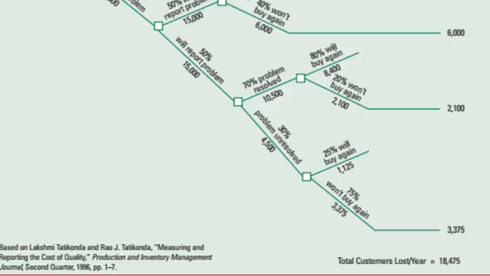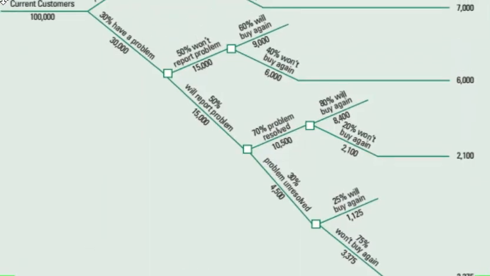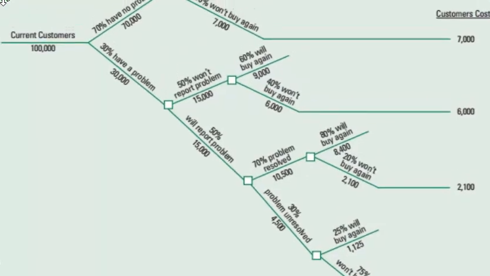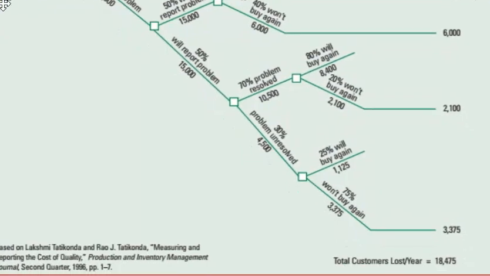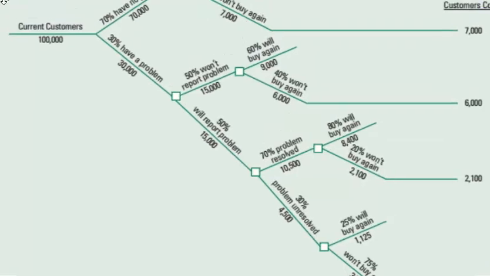So if you see here, we have four categories, and let me take all of them. This 3,375, 2,100, 6,000, and there is one more category which is 7,000 customers. 7,000 plus 6,000 plus 2,100 plus 3,375 is a total of 18,000. You must look at the right hand side bottom of the screen. It says 18,475. This is the total customers lost in a year in this business, which has a customer base of 100,000.